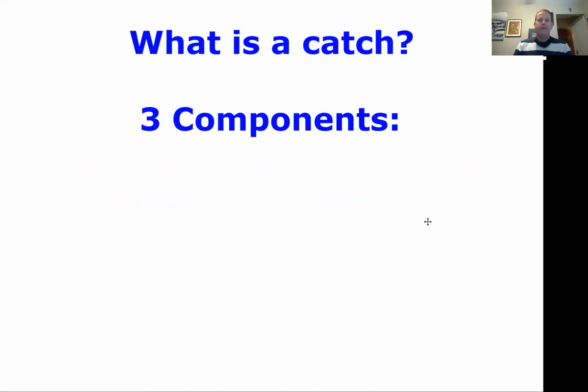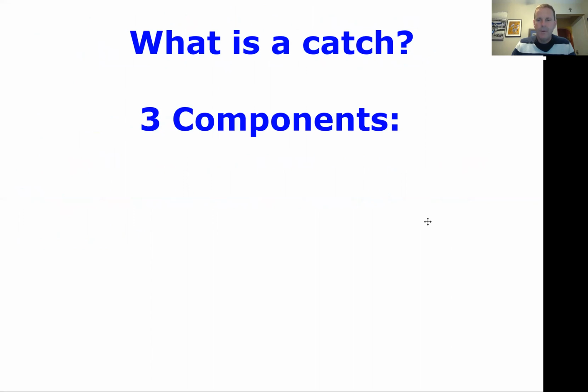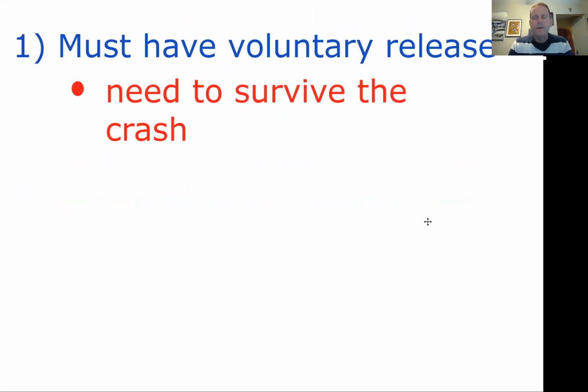What is a catch? How do you, as a base runner or a coach or an umpire or a defensive player, know if a catch has been made? I broke it down into three components. Number one is the defensive player must have voluntary release.